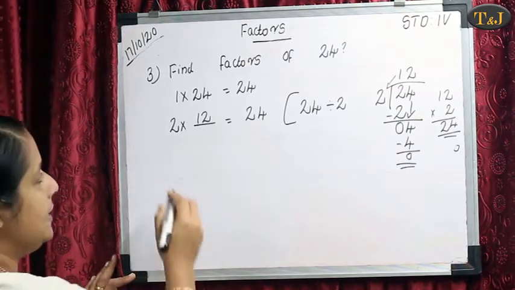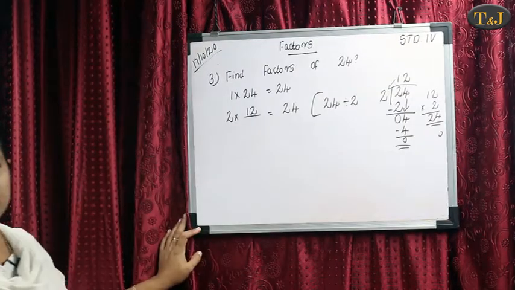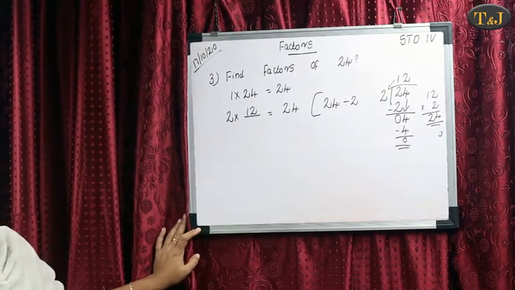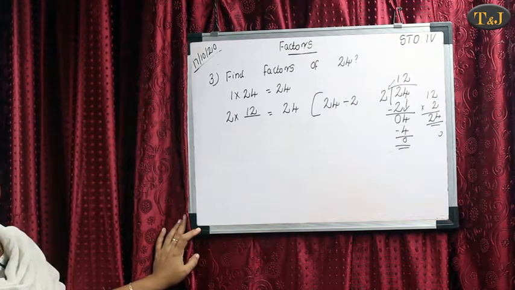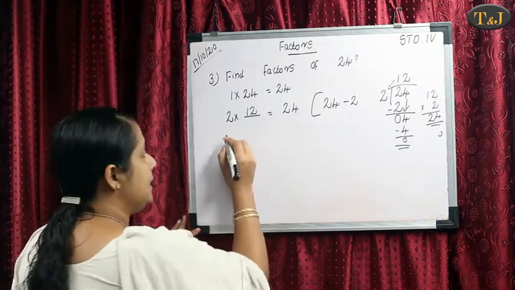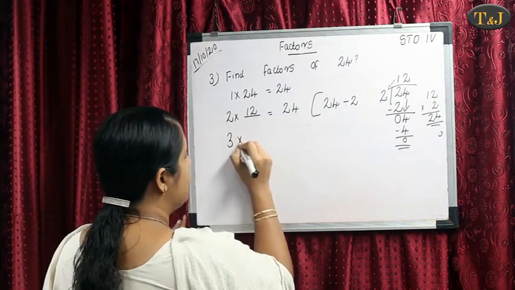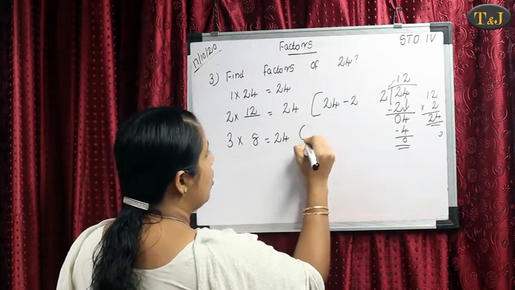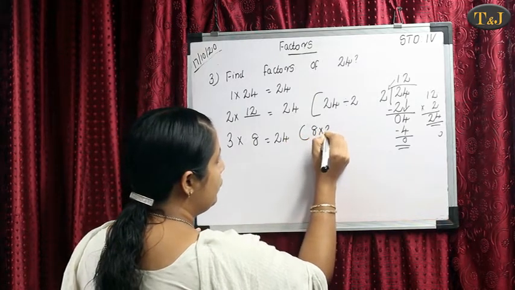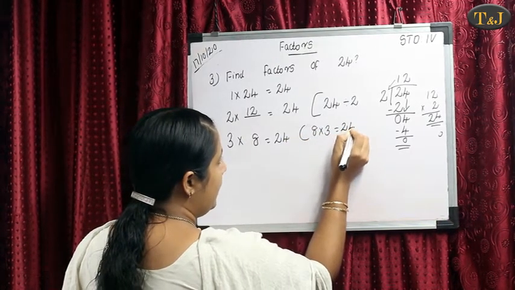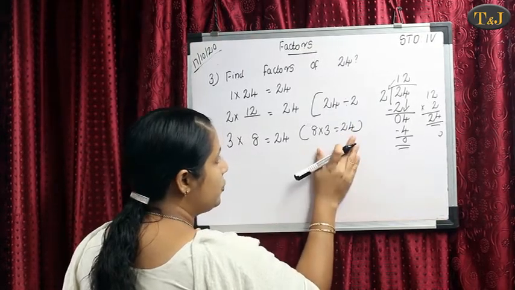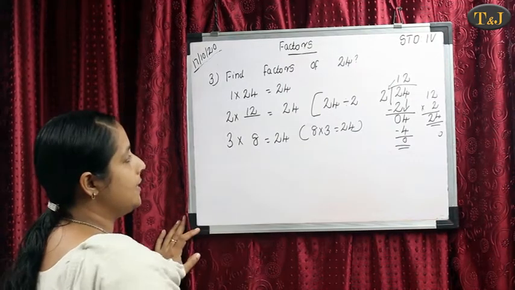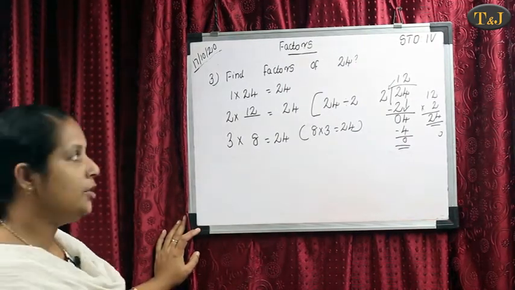Then in 3's table there is 24. 3 6s are 18. Then 3 7s are 21. Then 3 8s are 24. How many times? 3 8s are 24, or 8 3s are 24. Then 8's table is also included in 24, and 3's table is also included in 24. So 3 8s are 24 or 8 3s are 24.